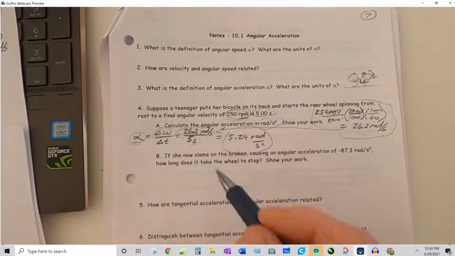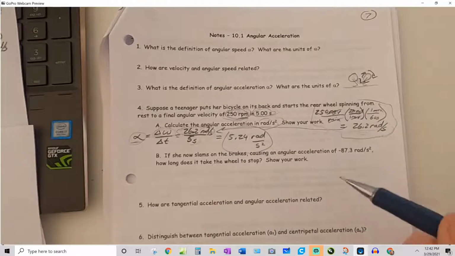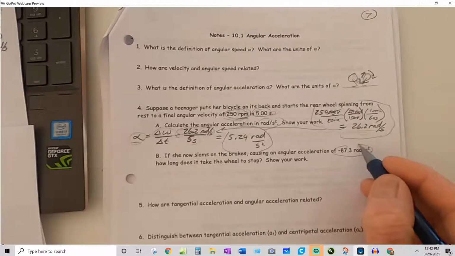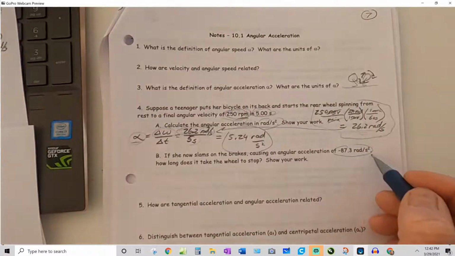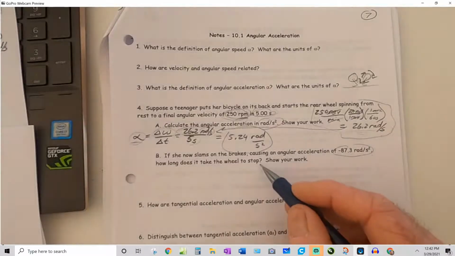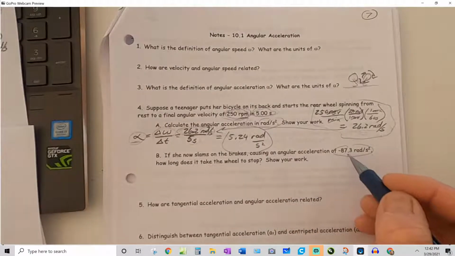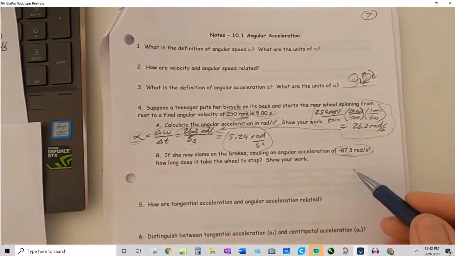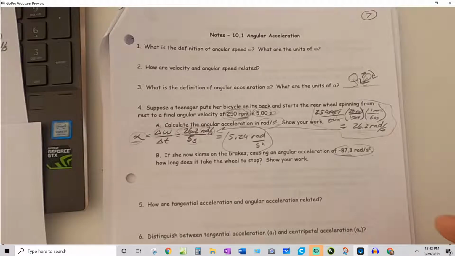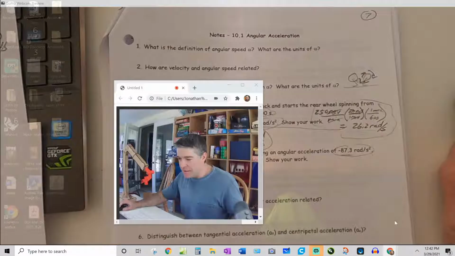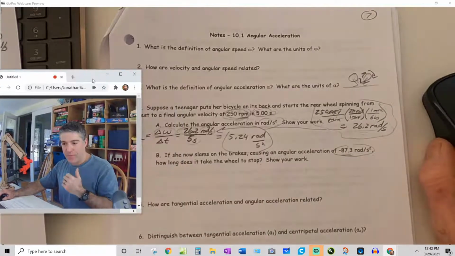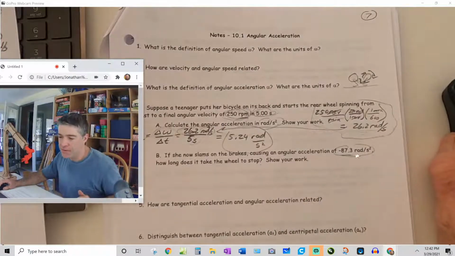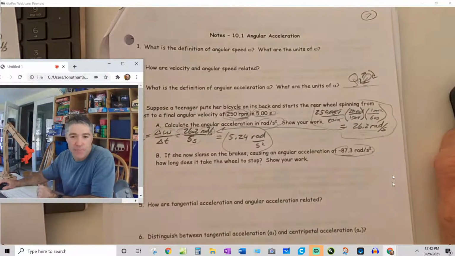Okay, if she now slams on the brakes, causing an angular acceleration of negative 87.3 radians per second squared, how long does it take the wheel to stop? So this means, try to imagine, what does negative 87.3 radians per second squared mean? See if you can, I don't know if visualize is the right word, but can anybody describe it just in a basic and intuitive sort of way?